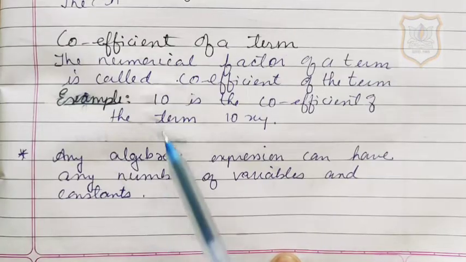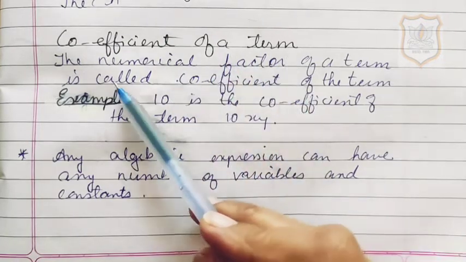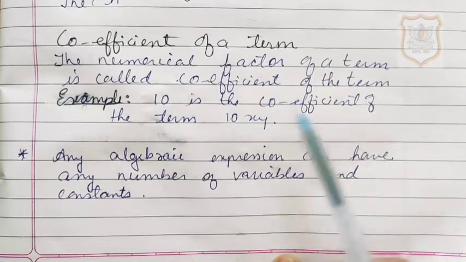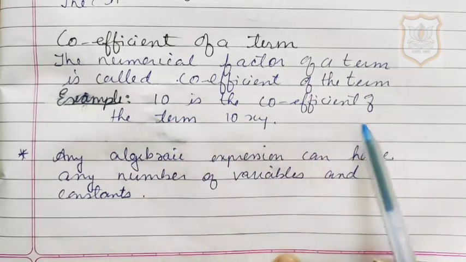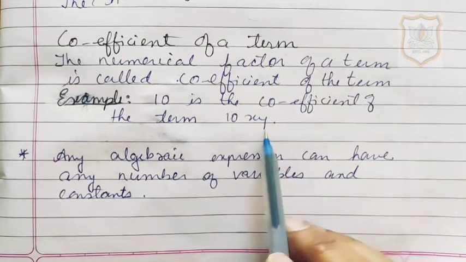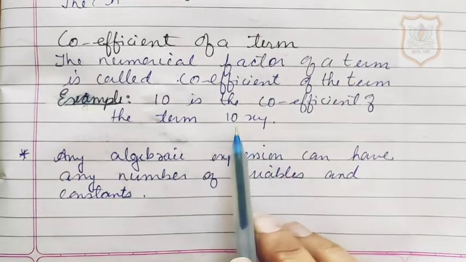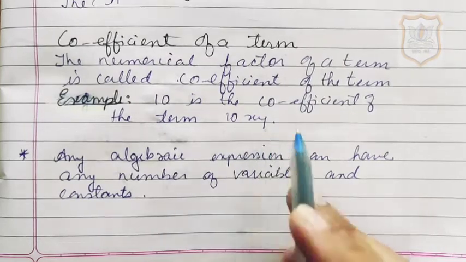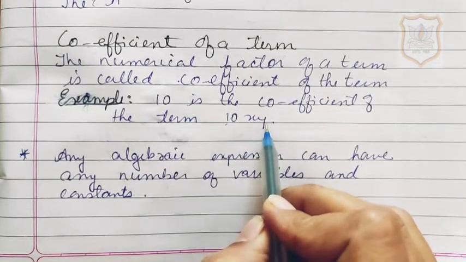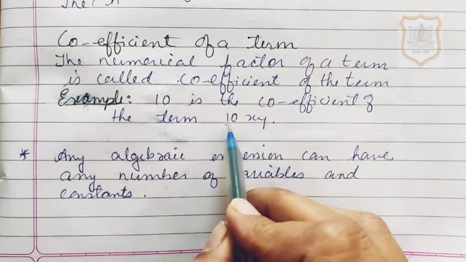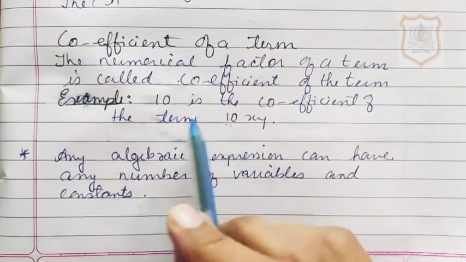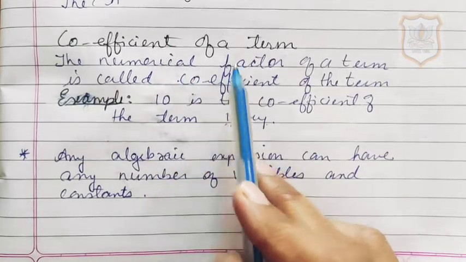Now the next topic is coefficient of a term. The numerical factor of a term is called the coefficient of the term. For example, 10 is the coefficient of the term 10xy. Students, here the term is given, that is 10xy, and the numerical factor of this term. Here a term is given, for example 10xy. The numerical factor of this term is 10. That 10 is called the coefficient of a term.